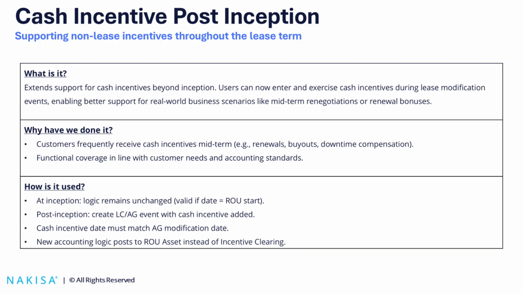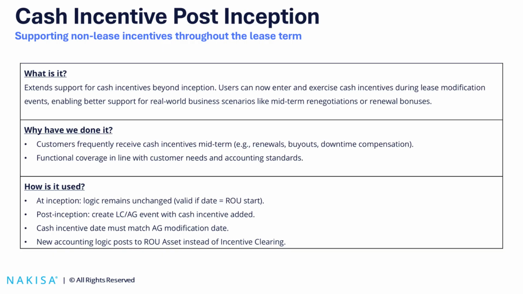Why have we done it? Customers frequently receive cash incentives midterm. For example, if you're doing a renewal and a landlord is providing you an incentive, buyout, or downtime compensation. So functional coverage for cash incentive is now in line with customer needs and accounting standards.